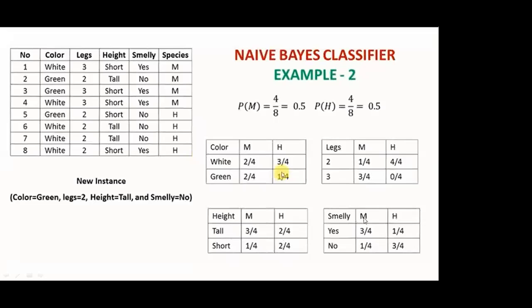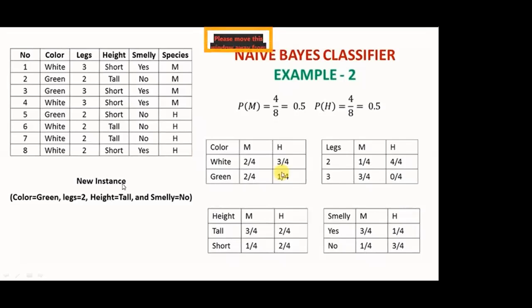Similarly, smelly. M species, is it smelly? Yes. How many cases? 3, so 3 by 4. H species, is it smelly? Yes, only 1 case, so 1 by 4. M species being not smelly, only one case, 1 by 4. H species not smelly is 3 by 4. You have to put a table like this for each and every attribute, and it will look like this.